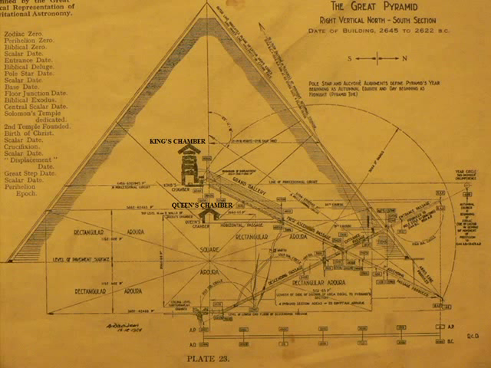Here's an example of one of the drawings of the Great Pyramid of Giza, where you can clearly see the King's Chamber and the Queen's Chamber. I believe this was done in 1924, and as you can see, it is indeed the most measured artifact in antiquity, without any question whatsoever, with many, many different interpretations.